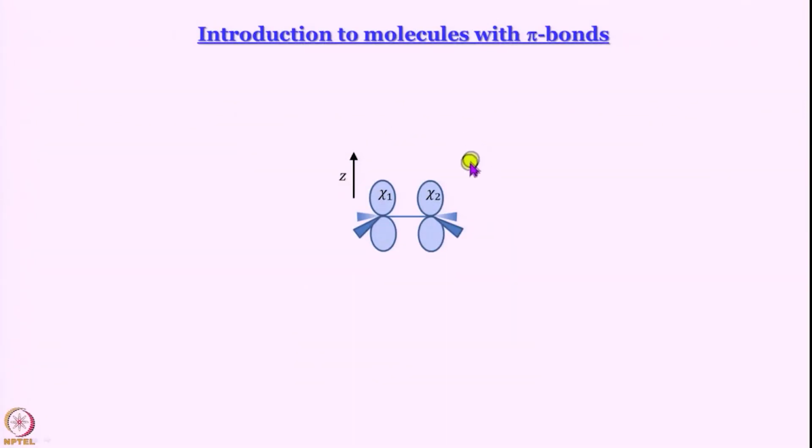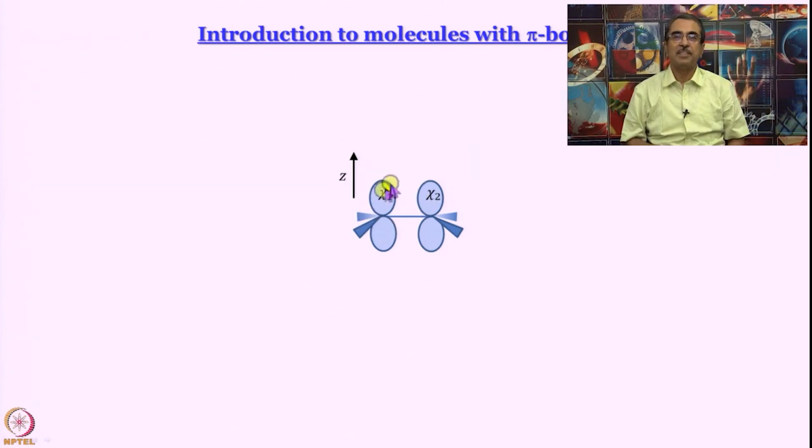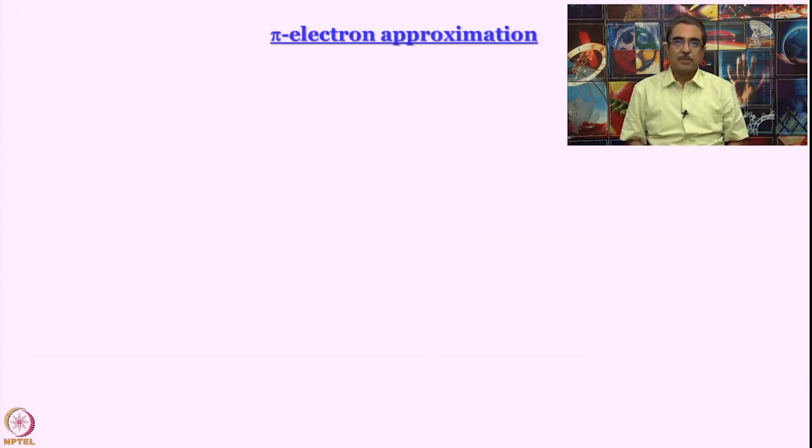And here we are going to use this kind of a cartoon notation always. Here we are actually drawing these constant probability surfaces the way they are usually drawn in textbooks. And our notation is going to be that we are going to denote the atomic p orbitals as chi's, chi 1, chi 2, chi 3, whatever is required, and we are going to denote the molecular orbitals as psi's. So, before we do that, let us discuss very briefly what the pi electron approximation is.